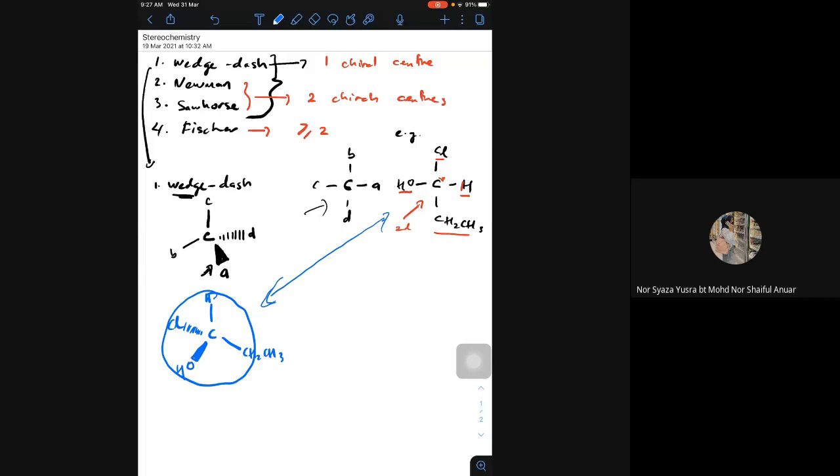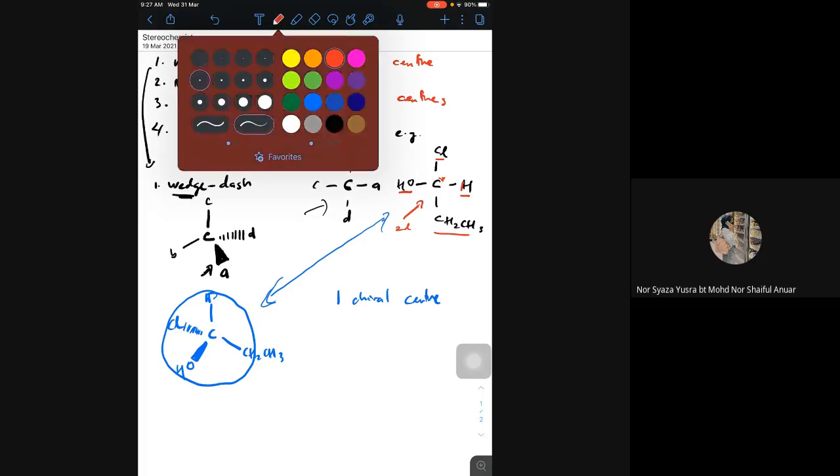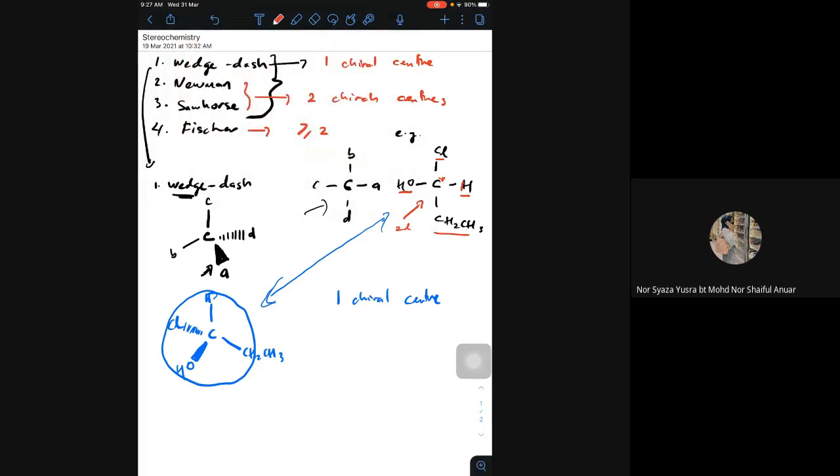This is for one chiral center. It can be used when it is having only one chiral center. And normally, if you were asked to identify the chiral center, we will use the asterisk symbol on the carbon atom, on the carbon that is the chiral center. Any question for the wedge dash? Ada soalan? All is clear?